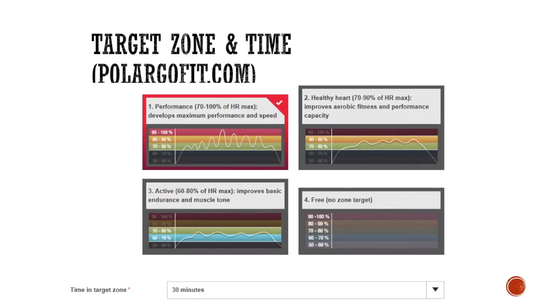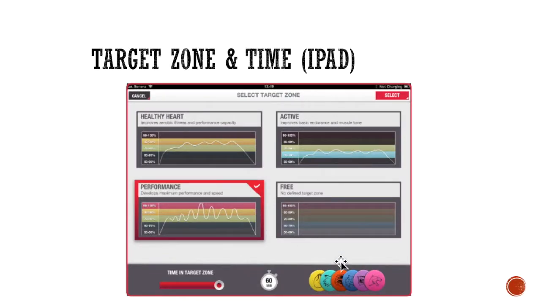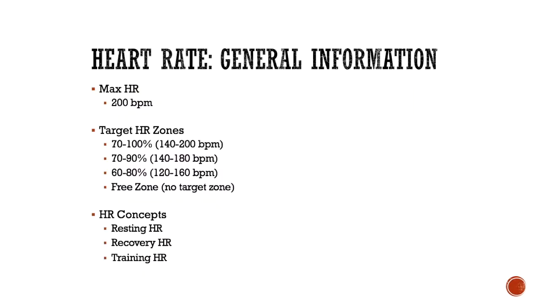When you're going to set it up, and you will learn this in fitness and instruction, but I just want to show you, you can choose what their zone is: between 70 to 100%, between 70 to 90%, between 60 and 80%, or if you want them free. Then you can set their target time, and they earn badges according to that target time. So if I set 60 minutes, I'm going to be able to earn essentially 6 badges throughout that time period.